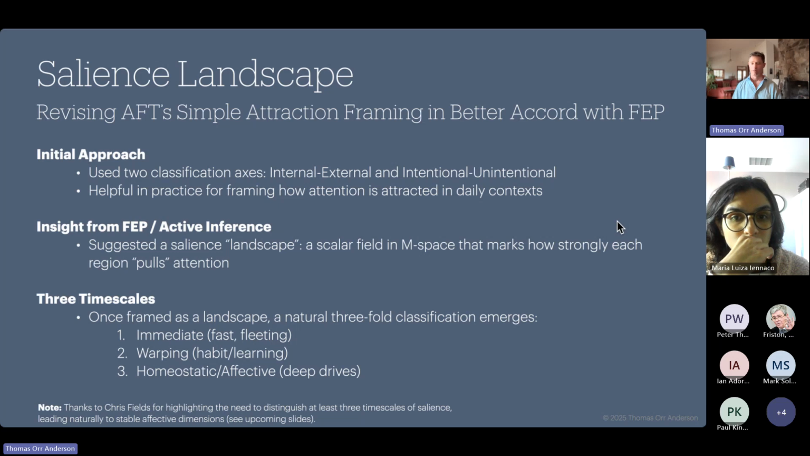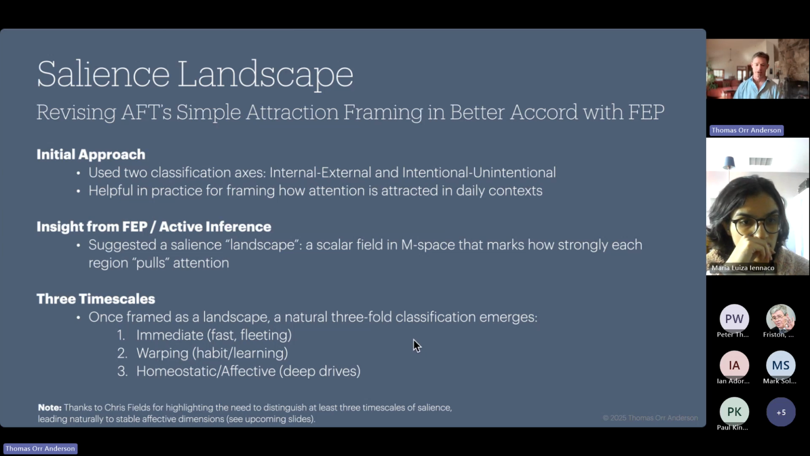But as I've become familiar with the free energy principle and active inference, I realized that there is required a salience landscape, which I conceive of, in this framework, as something along the lines of a scalar field in M space, or a potential field distributed across M space that marks how strongly each region pulls, quote unquote, the attention field, and what direction it flows from where it is. And this is probably already familiar to you. And I realized that this should be naturally divided into time scales. I originally had just two time scales, immediate and warping.